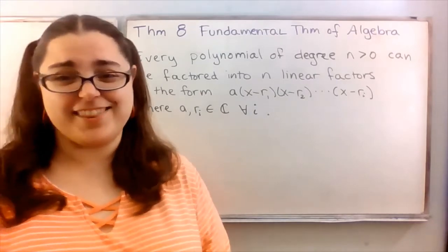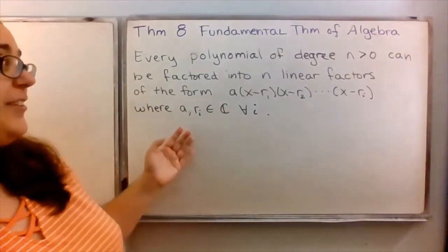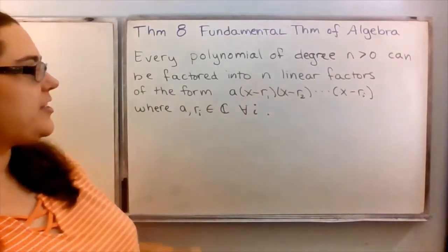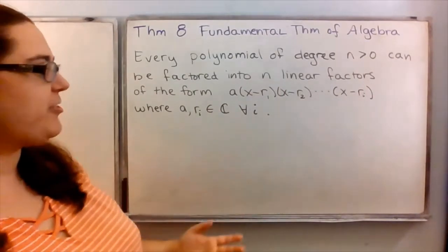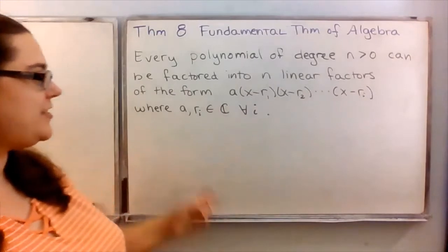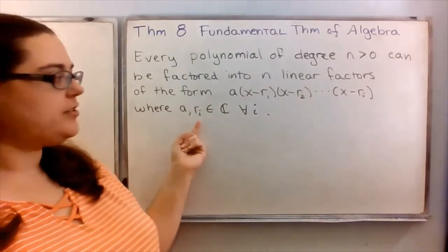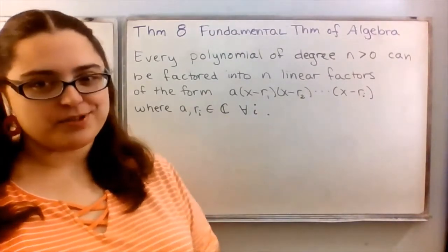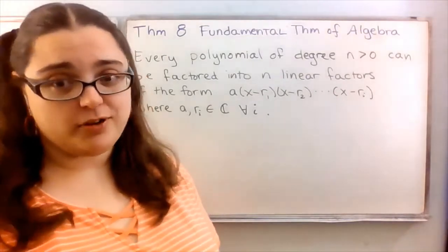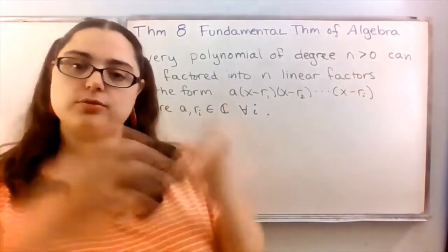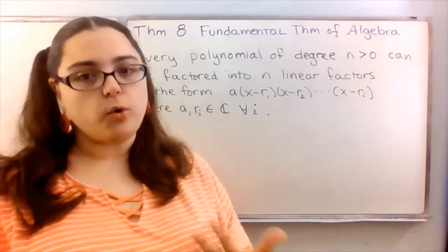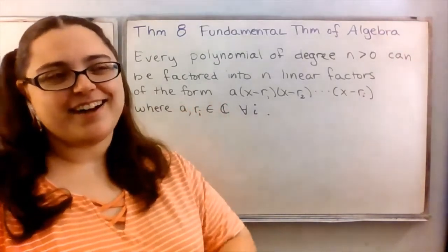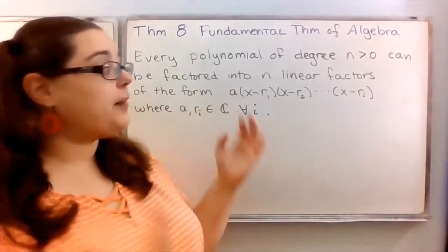Our fundamental theorem of algebra says that every polynomial of degree n greater than 0 can be factored into n linear factors of this form. In this format, what they're telling us is that A and each of these r's are complex numbers. This fancy looking C means complex numbers for all of those subscripts. The previous theorem, Theorem 7, said that we can factor into linear and quadratic factors if we're only living in the land of real numbers. What this theorem says is that we can factor so that we get complex solutions.